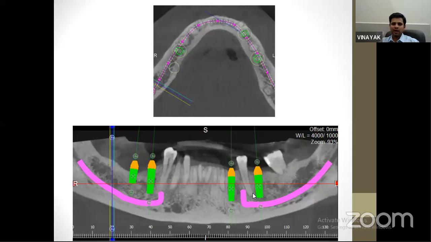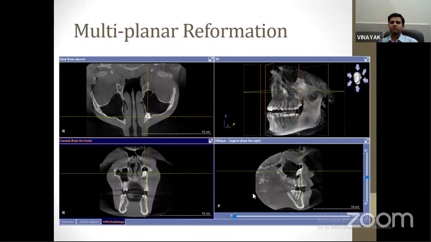This is for the mandibular arch. Next is your multiplanar reformation view. Multiplanar reformation view is good to localize any object, any impacted object or any foreign body or anything you want to localize, then this view is important.